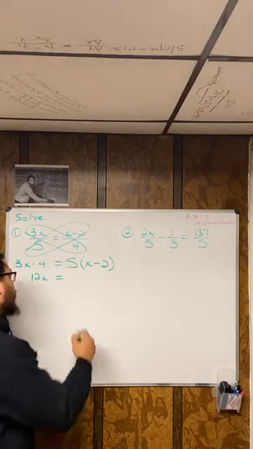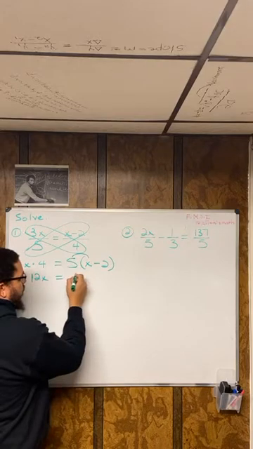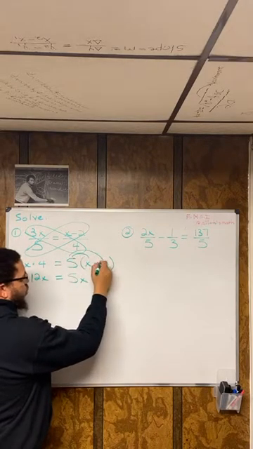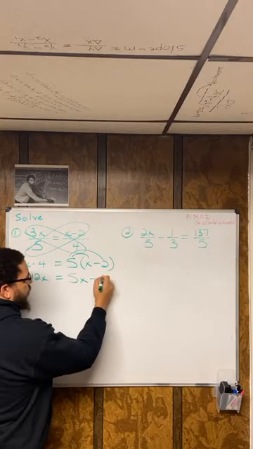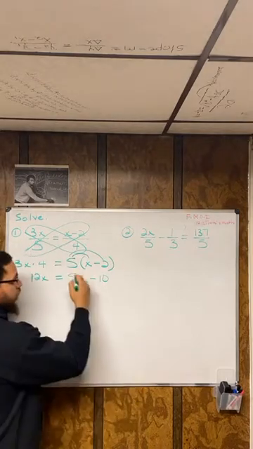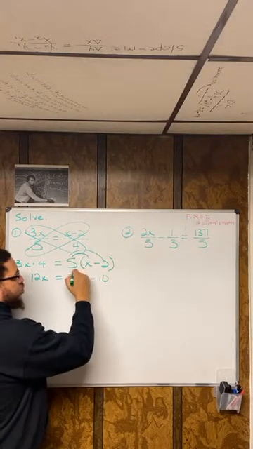So we first do 5 times x, and then we're going to do 5 times negative 2. All right? That's called distributive justice. That's what that is. That's distributive justice. That's when what's supposed to be distributed gets distributed to everybody.